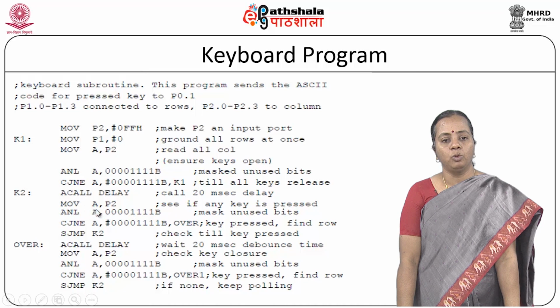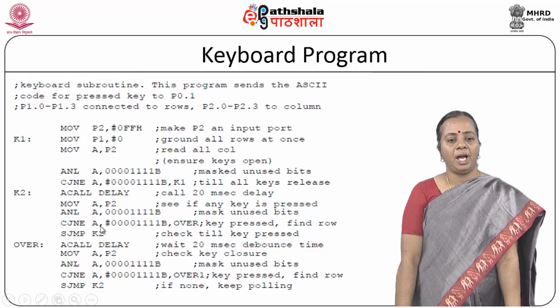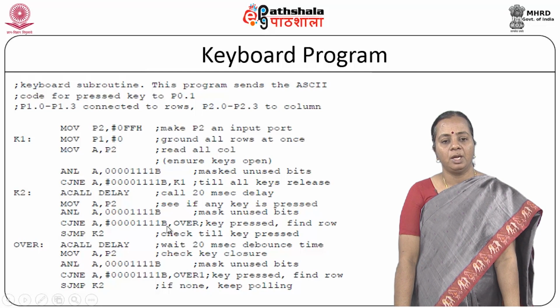Now I move A, P2, so that I will be looking at any of the keys pressed. ANL with #00001111B, so that the upper 4 bits are masked and we look only at the lower bits. Now CJNE A, #00001111B tells us whether any key is pressed or not. If any key is pressed, then these two will not be the same, because one of the bits becomes 0. So the comparison fails, which means not equal.